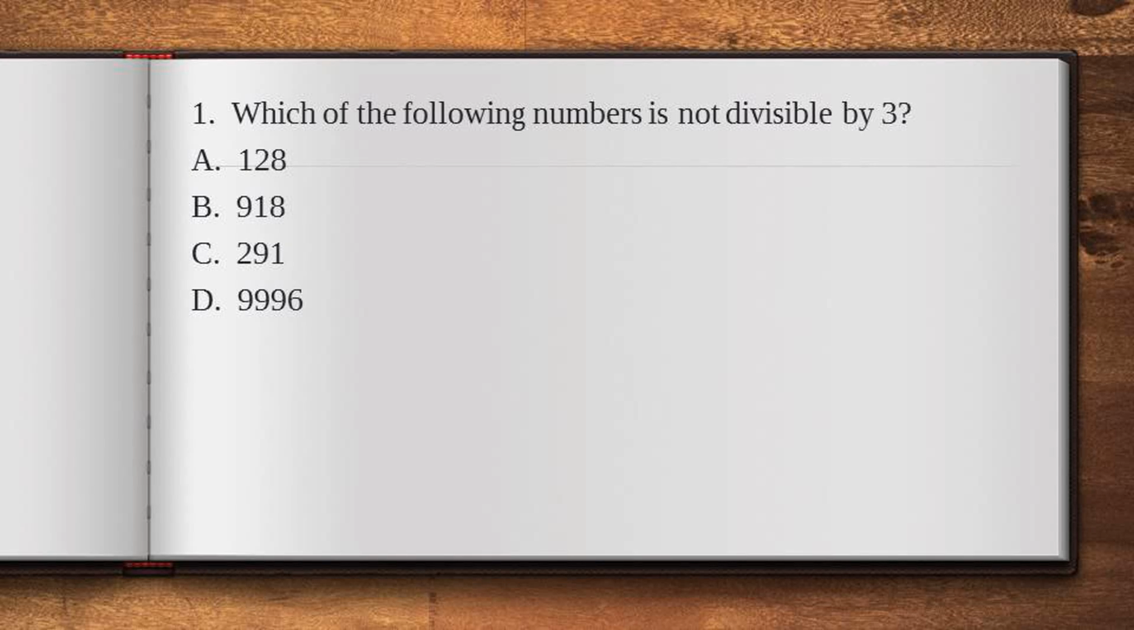Question number 1. Which of the following numbers is not divisible by 3? Letter A, 128. Letter B, 918. Letter C, 291. And letter D, 9996. Go ahead, pause this video and give yourself approximately 30 seconds to 1 minute per item to answer.